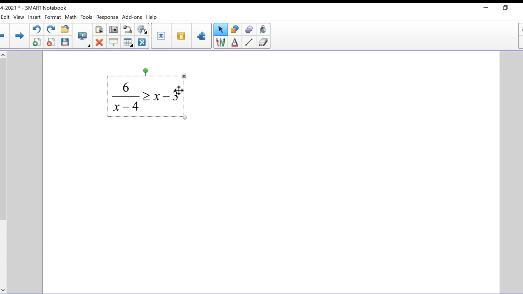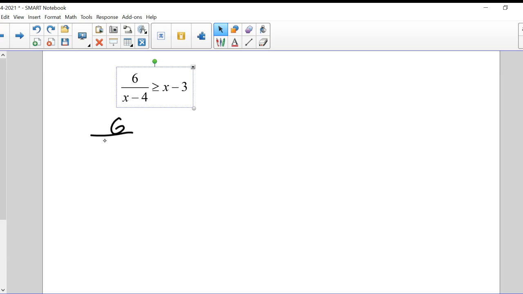Okay. So we're going to tackle this a different way. We don't need to change the direction of the inequality if we do the following. I'm going to take this x minus 3 and bring it to the other side, adding or subtracting as needs be. So I'm going to say that 6 over x minus 4 minus x plus 3 is greater than or equal to 0.